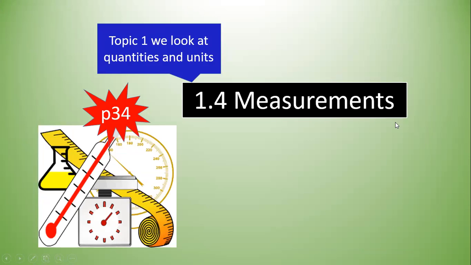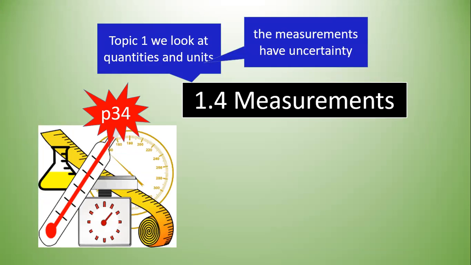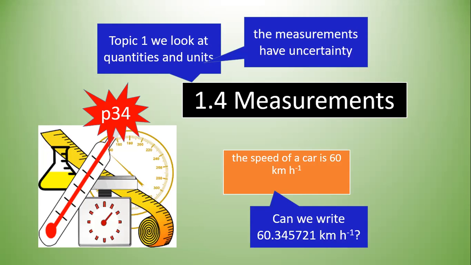Okay, measurement. Earlier topic, you looked at quantities and unit. But now, in this topic we are looking at each quantity that we measure, there is an uncertainty there. Like the speed of a car is 60 km per hour. We want to learn how to write the number of significant figure. We don't want to write so many significant figure, unnecessarily.